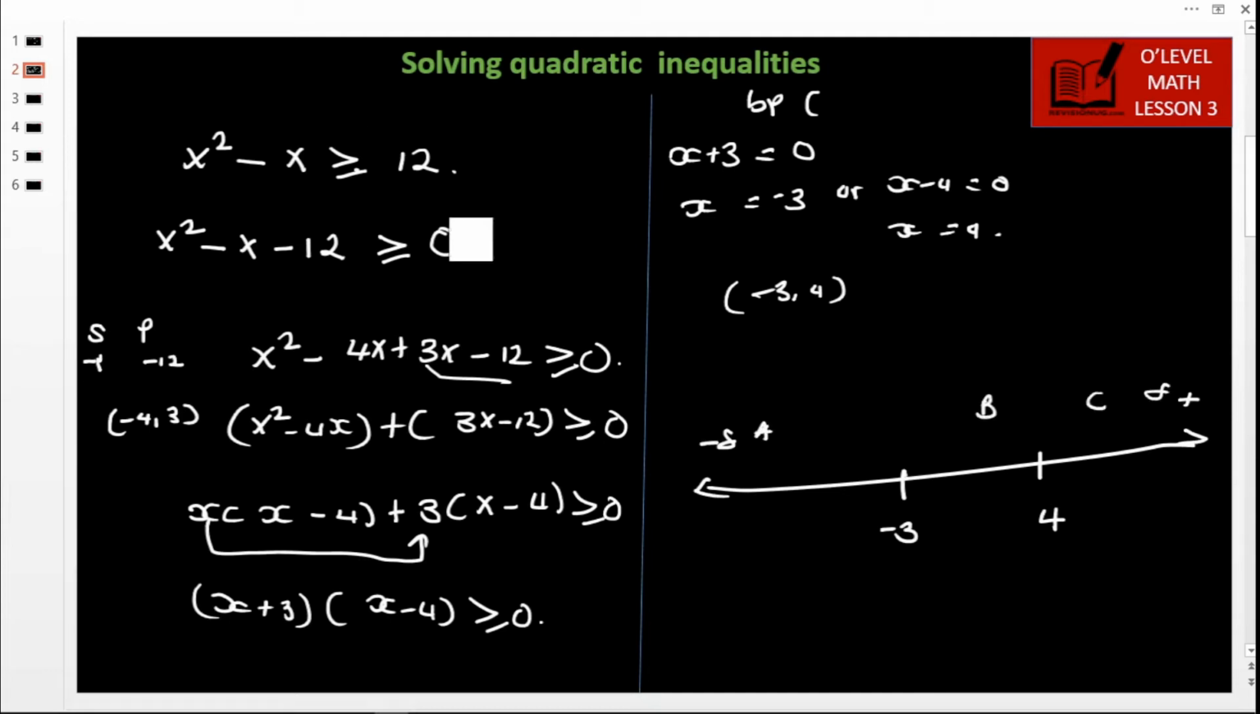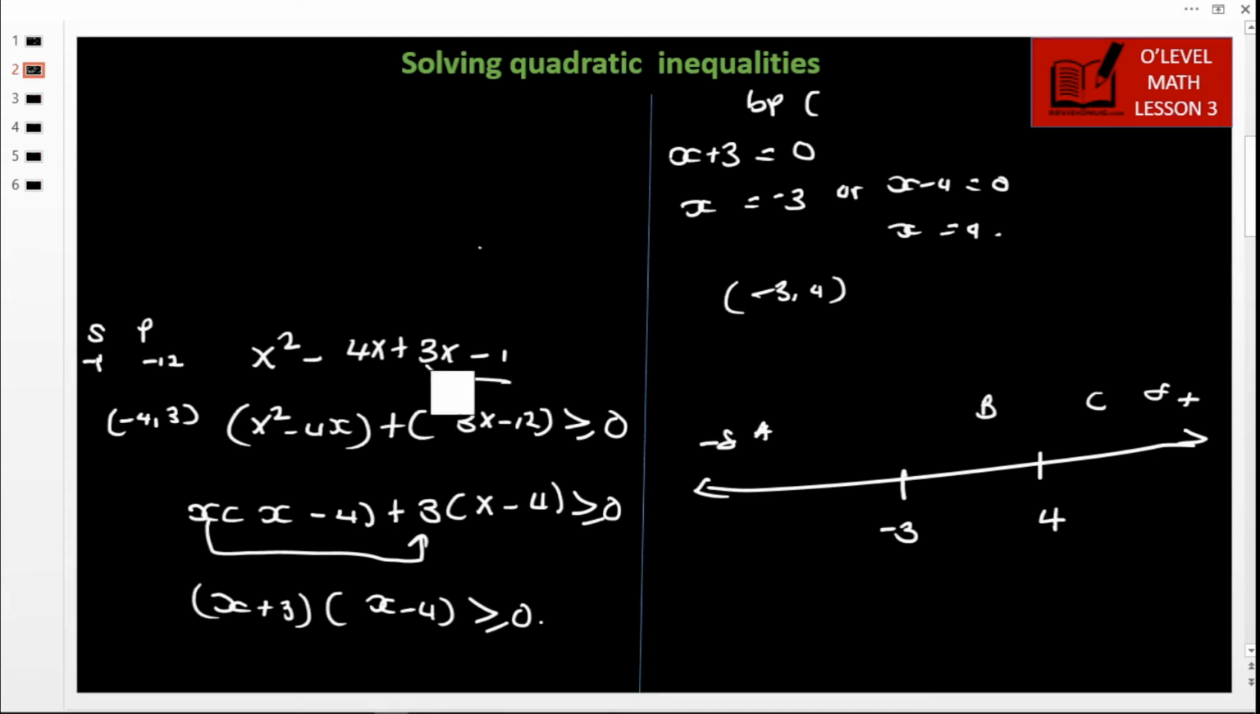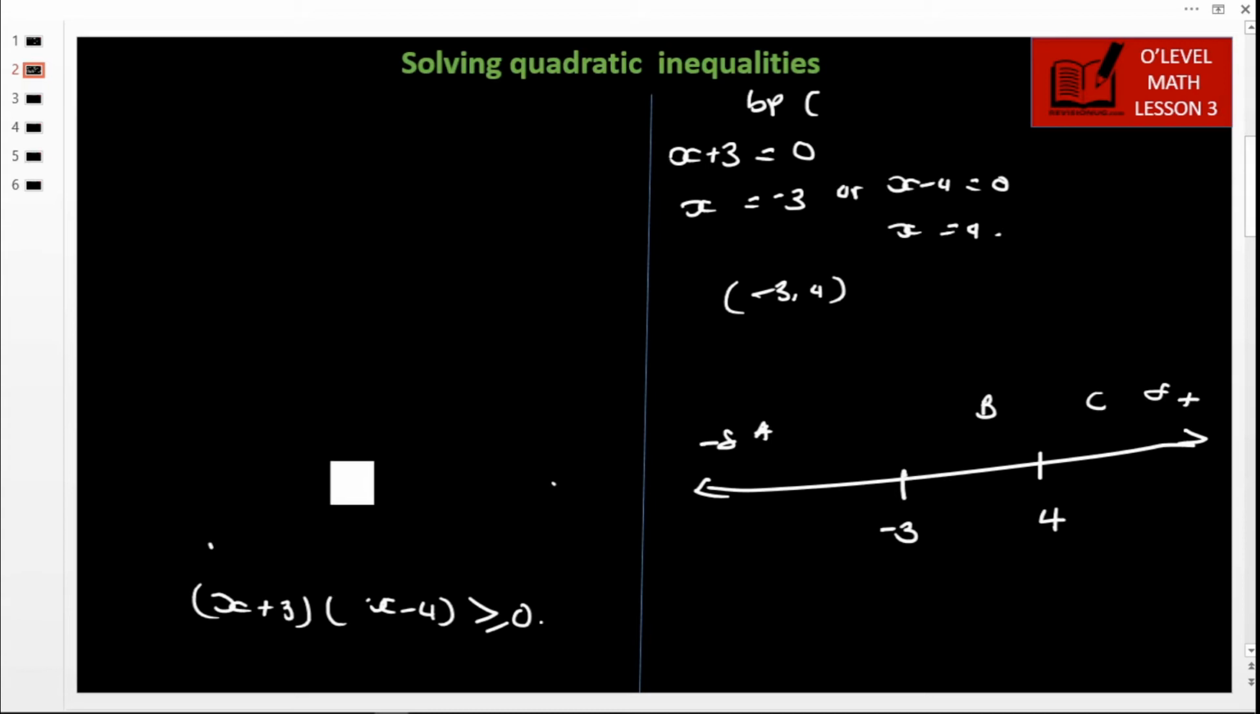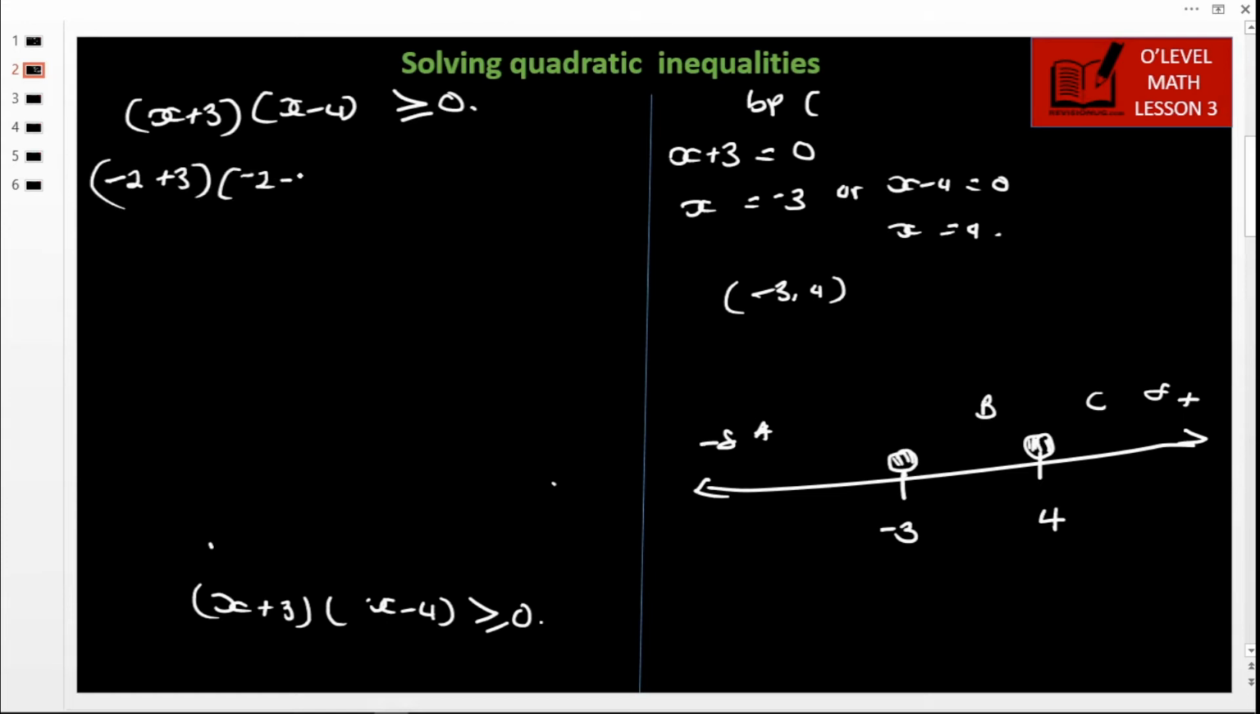So we have to test and see which region satisfies our quadratic inequality, or which region has the solution set. Remember, it was (x plus 3) into (x minus 4) must be greater or equal to 0. It was greater or equal to, so -3 is inclusive, and 4 is also inclusive. Now let us test towards the negative side, choosing -2. So (-2 plus 3) into (-2 minus 4) is greater or equal to 0. This is 1 into -6, that is -6, greater or equal to 0.